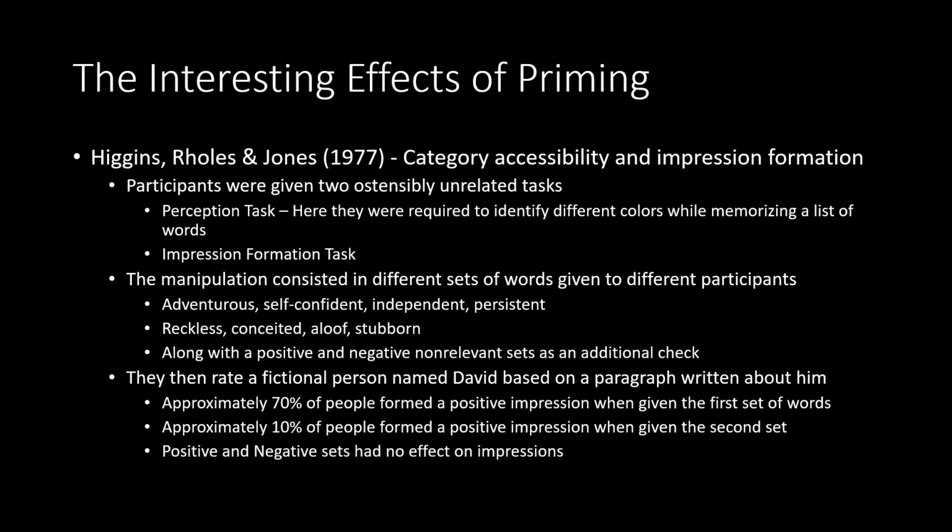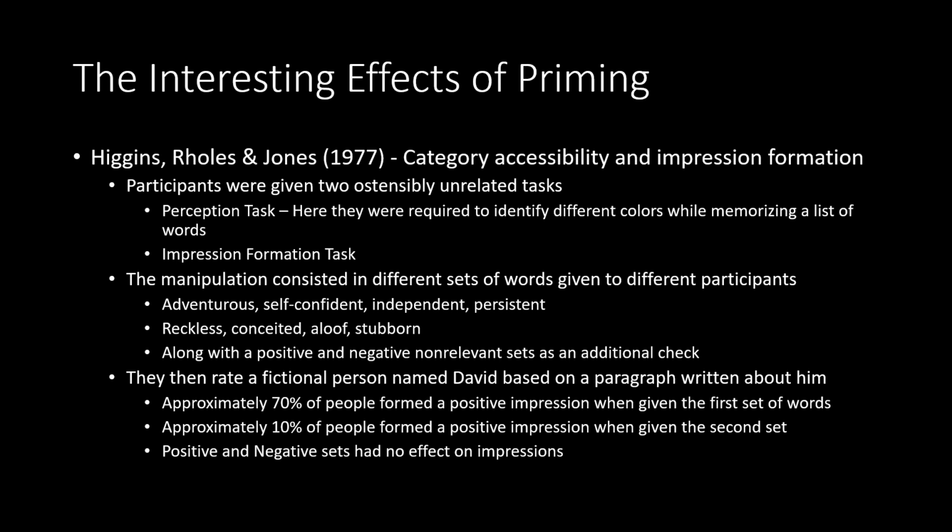So this was done by Higgins, Rholes, and Jones in 1977, and the paper is called Category Accessibility and Impression Formation. Same shout-out type thing for putting this on iLearn. In this study, participants were given two ostensibly unrelated tasks. This just means that they were given two tasks that were technically one experiment, but they were told that they were parts of different experiments and not related to each other. The first was a perception task where they were required to identify various colors while also at the same time memorizing a list of words.